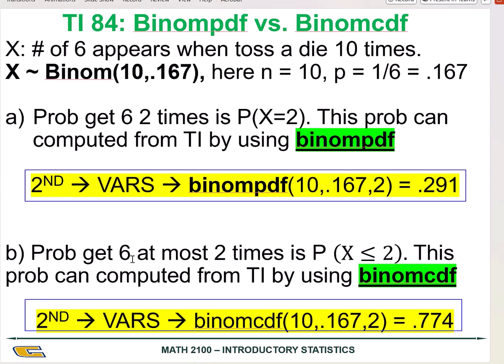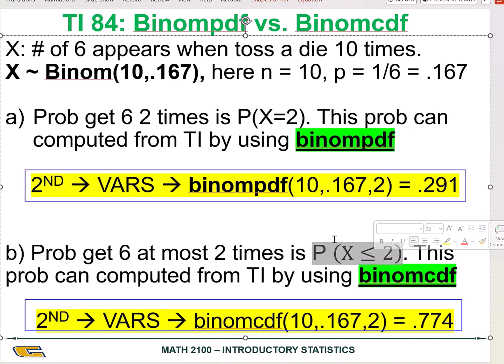How about we find the probability of getting at most two 6s? Getting a 6 at most 2 times means P(X ≤ 2). At most 2 times means you can get zero 6s, one 6, or two 6s. In order to calculate this probability, you can use binomial PDF and do it manually like previously. You consider P(X ≤ 2) equal to P(X = 0) plus P(X = 1) plus P(X = 2).